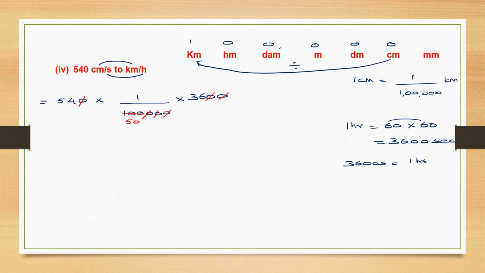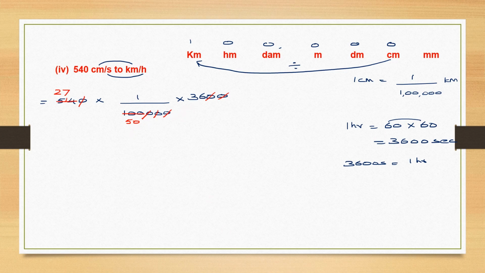I've got 50. I can cancel 54 also by 2. 2 twos are 4. There's 1 left, 14. 2 sevens are 14. Now what are the numbers I have? 27, 36 and 50. I can cancel 50 and 36 both by 2.